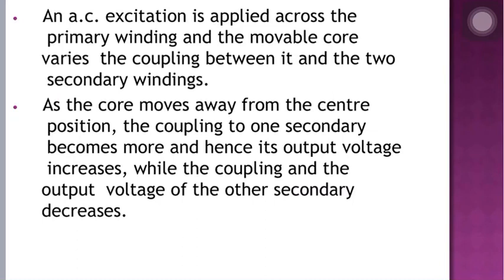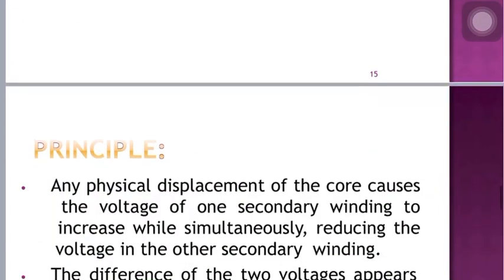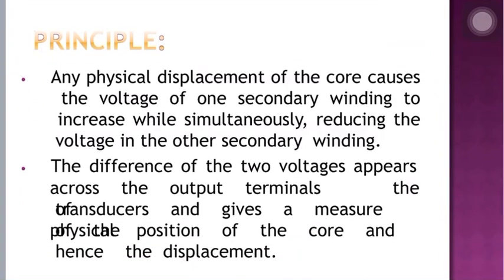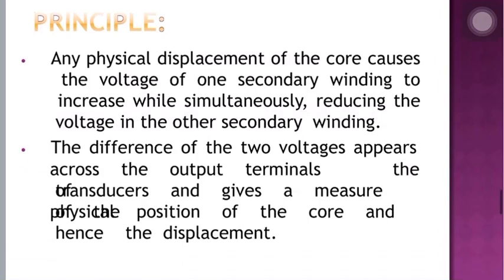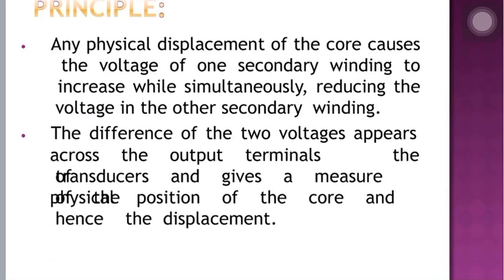As the core moves away from the center position, the coupling to one secondary becomes more and hence its output voltage increases, while the coupling and the output voltage of the other secondary decreases. Coming to the principle, any physical displacement of the core causes the voltage of one secondary winding to increase while simultaneously reducing the voltage in the other secondary winding. The difference of the two voltages appears across the output terminals of the transducer and gives a measure of the position of the core and hence the displacement.